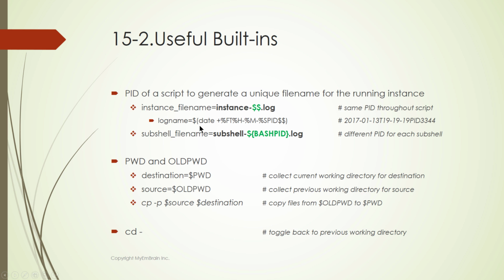One way to create a unique log file name is to use the date command to generate date and time along with the process ID as presented here. And the date command with this format will generate a file name like this: year, month, day, T for time, hour, minute, second, PID. This is your running script PID. And this is a fairly unique name based on the time when your script is running, coupled with the process PID. So this will help you avoid collision of the log file name.